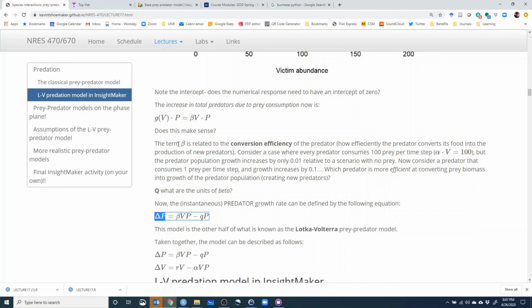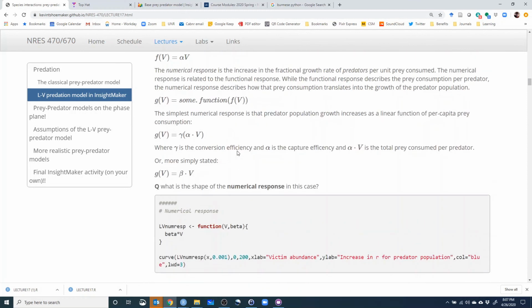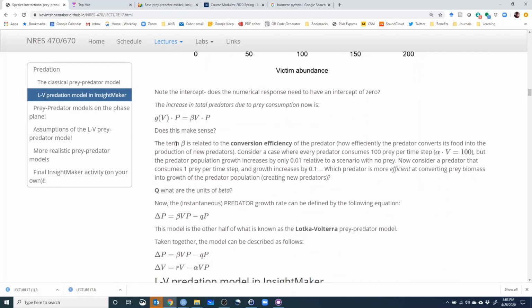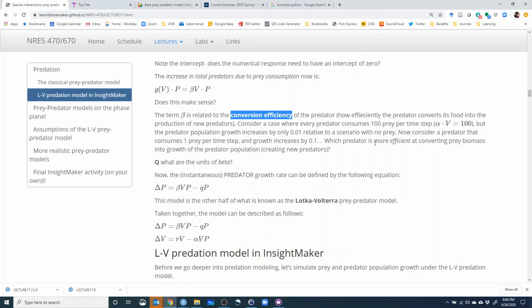Before we end, the term beta is often thought of as a kind of conversion efficiency of the predator. It's not directly the conversion efficiency, really. That's the gamma term up here. That's directly the actual conversion of prey into predators. But beta is often known as relating to the conversion efficiency of the predator. It is how efficiently the predator converts its food into the production of new predators.